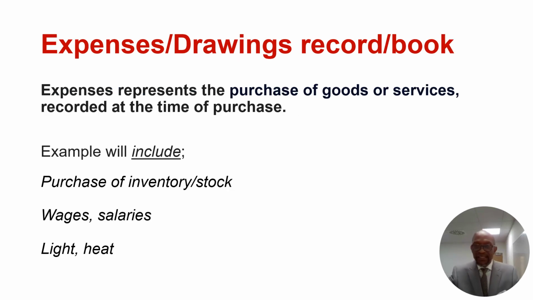In businesses, expenses are also incurred, or drawings made by the owner of the business. Expenses represent the purchase of goods or services, which are recorded at the time of purchase. Examples will include purchase of inventory, wages and salary, light and heat, and maybe drawings by the proprietor. So this has to be kept. The record of these expenses has to be kept to help with the double entry and preparation.